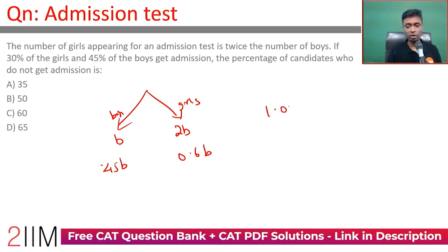So 1.05B get admission. The remaining 1.95B do not get admission. As a percentage, 1.95B by 3B into 100, which is 65%. 65% do not get admission.